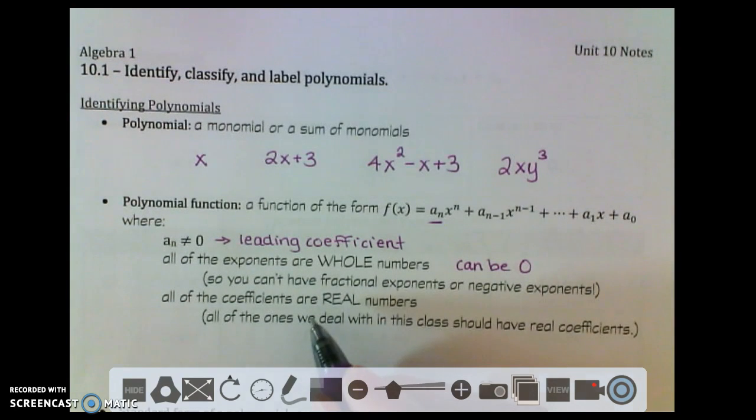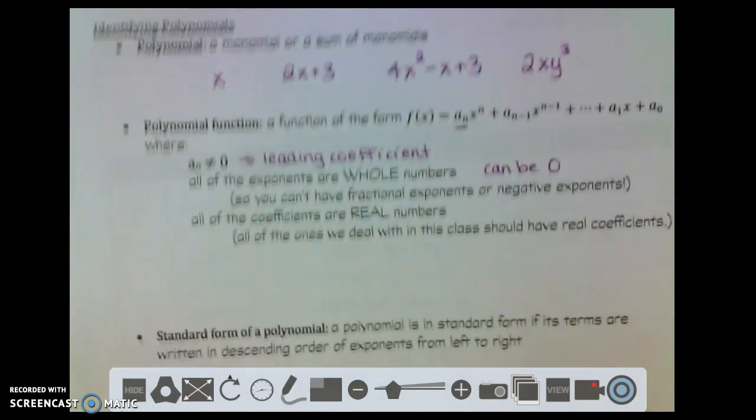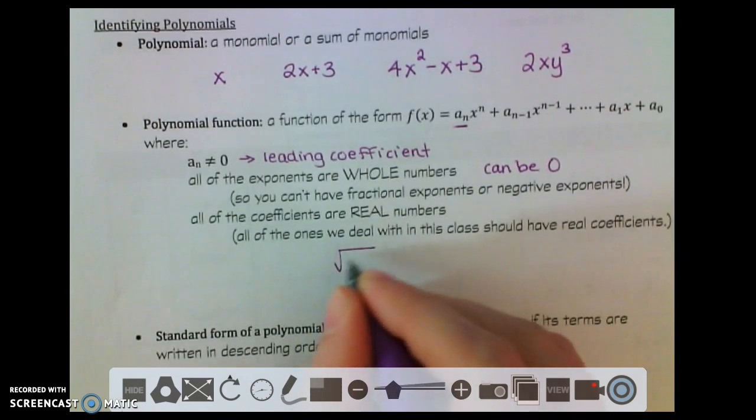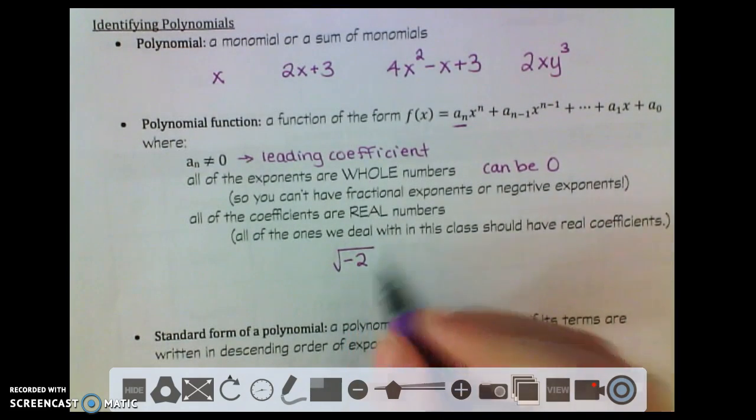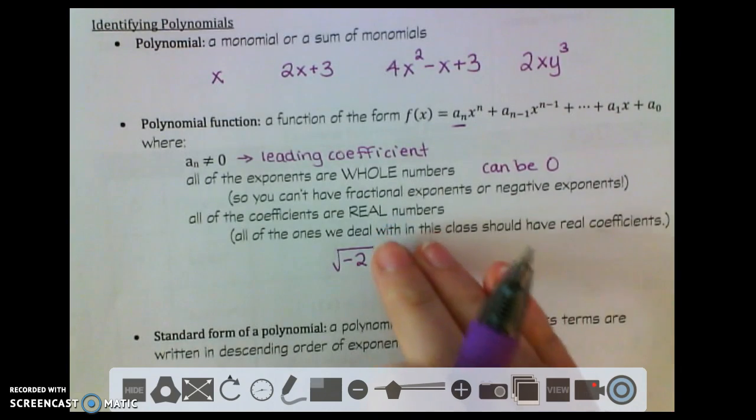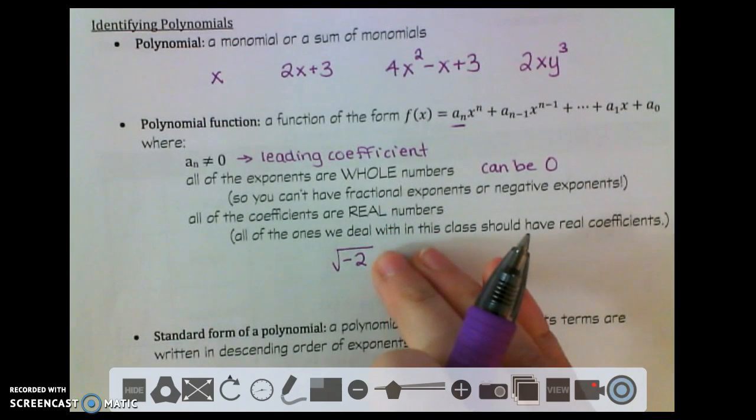Also, all of our coefficients have to be real numbers. And all of the ones that we deal with in this class should have real coefficients. But a non-real number might be a number like this. You can't have a negative under the radical because that gives you an unreal number. But again, most of the ones we deal with in this class will have real coefficients.